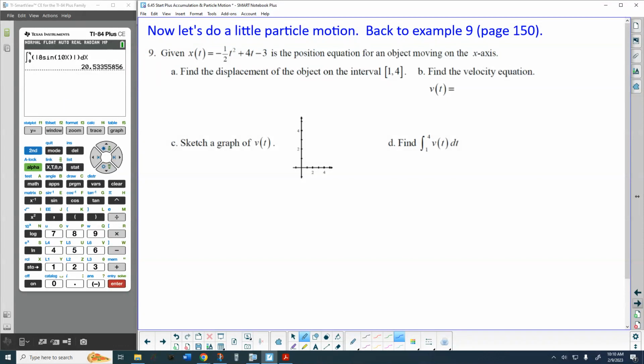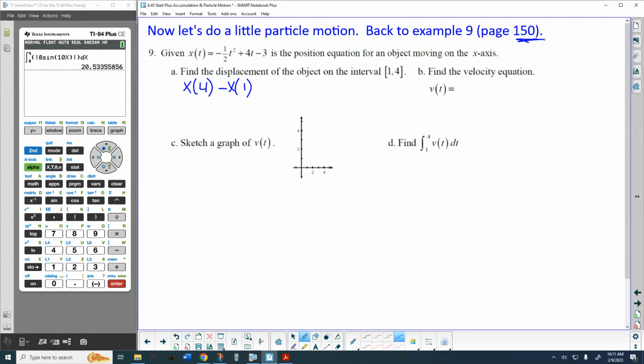Do you remember what displacement is? Yeah, where it started. So x of 4. Displacement is just like how did your position change? So it's where you ended at, subtract where you started. X of, oh my gosh, we're starting at 1. X of 1. And I think let's just use our calculator to crunch that because we've got a quadratic.